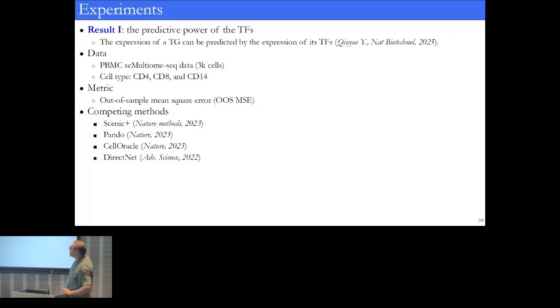We're using the out-of-sample MSE as the metric to measure the predictive power. And the data we're using here is PBMC data, which includes both single-cell RNA-seq and single-cell ATAC-seq. We're trying to do gene regulatory inference for three cell types, CD4, CD8, and CD14. And those are the methods I'm trying to compare. And here is the result.